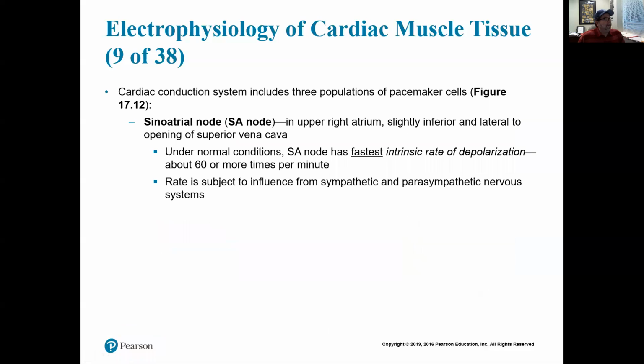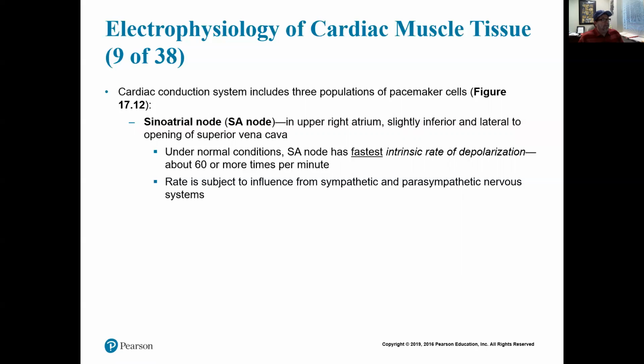Now, where do these conductivity cells appear? Well, there are two big areas, the SA node and the AV node. The sinoatrial node is in the upper right atrium area, and it has an intrinsic rate of depolarization of about 60 times per minute, or about every second.